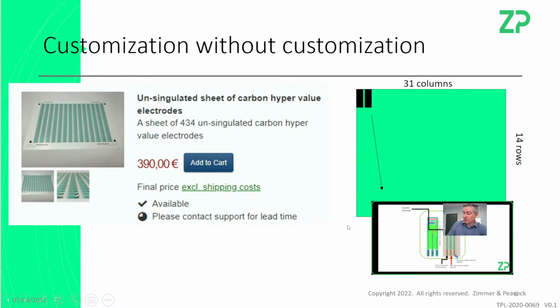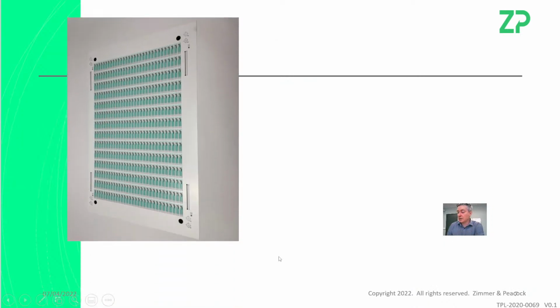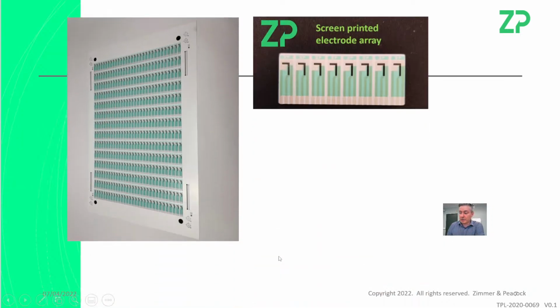So on these sheets we have 31 columns of electrodes and 14 rows. So there's about 434 electrodes in this sheet. So with that, you can still have all the flexibility in the world that you want. For some people, we cut them into rows of 8. You can do it yourself, it saves money. So, you can cut it into 2.